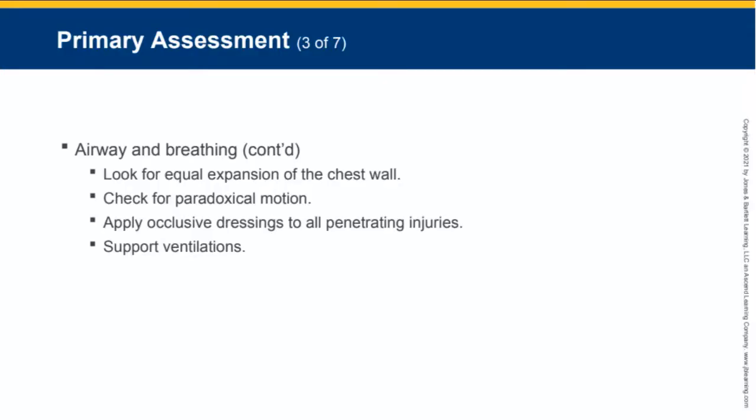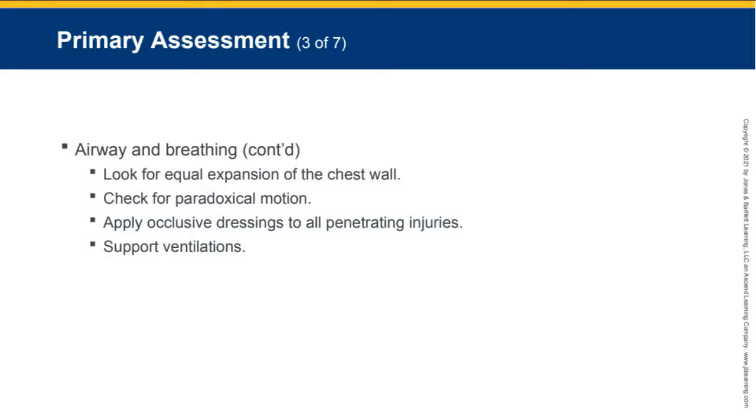Look for equal expansion of the chest wall. You must observe to see if both sides of the chest are rising at the same time, or if one side looks low and one side is coming up. Not a good sign. Or if you see paradoxical motion, seesaw breathing, one side moving the opposite of normal.